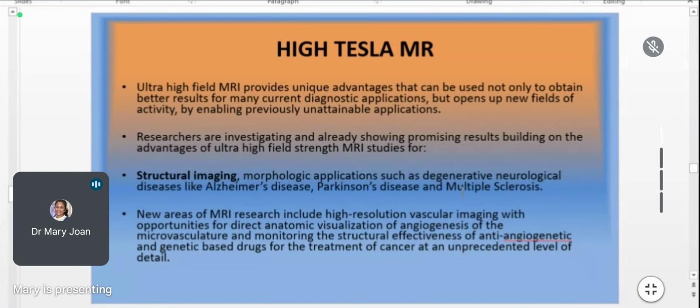So at that small level, whatever differences are there, we are able to identify them using this high Tesla MR, where 7 Tesla or 8 Tesla are utilized. But it is not commercially available. This is in the research and development phase, and it is not approved for human use so far. I think animal studies and other studies are going on.